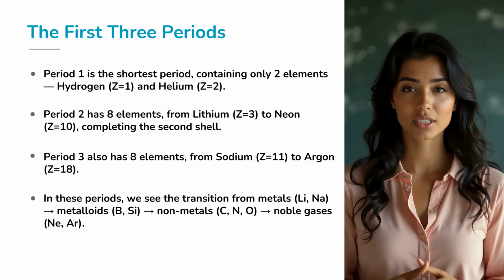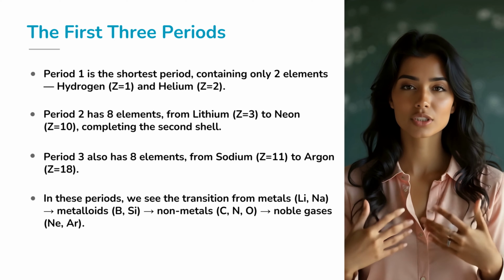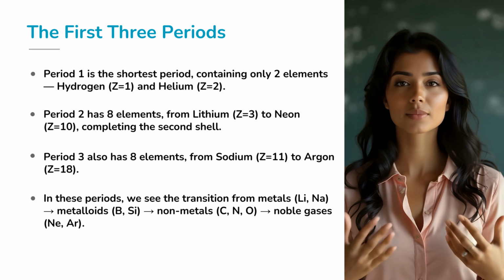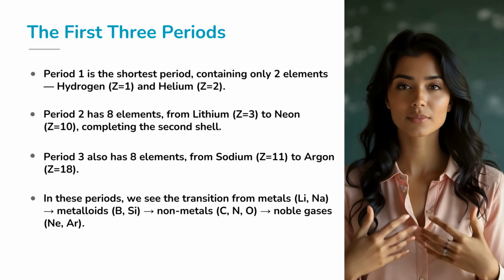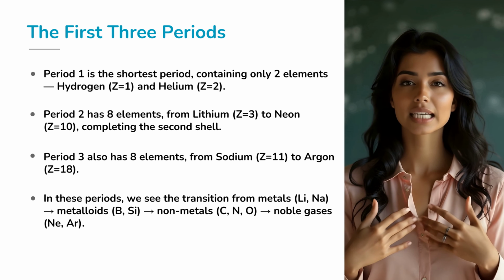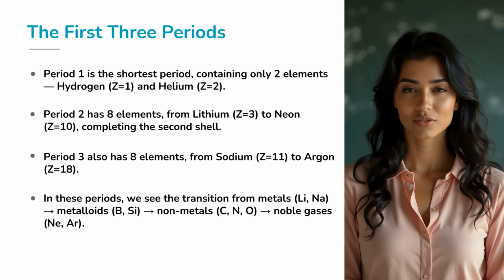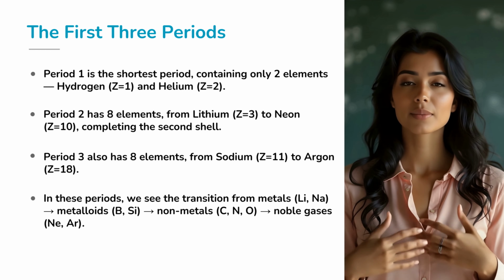The first 3 periods show us a neat pattern. Period 1 is the shortest. It has only 2 elements, hydrogen and helium. Period 2 has 8 elements, from lithium to neon. Period 3 also has 8 elements, from sodium to argon. That means in the first 3 rows alone, we already cover 18 elements.